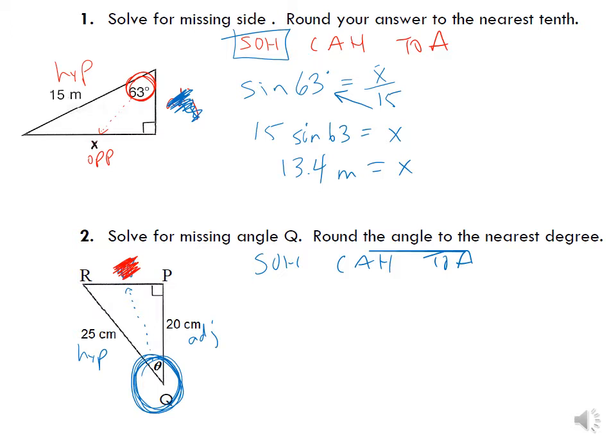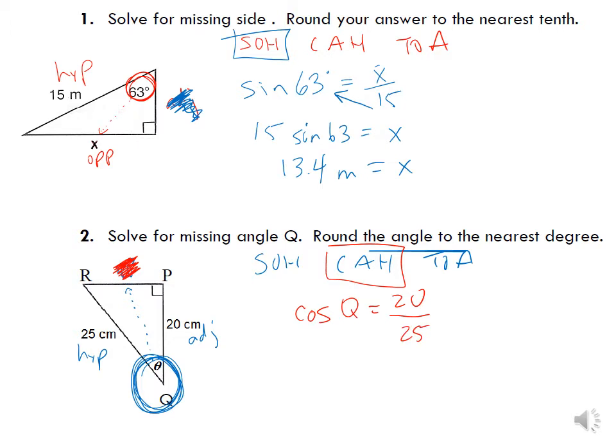That tells us that we have A and H, and the only one that has A and H in it is Ca, and the C stands for cos. What you circled, which is Q, goes in order, A then H. So adjacent, which is 20, over hypotenuse, which is 25.